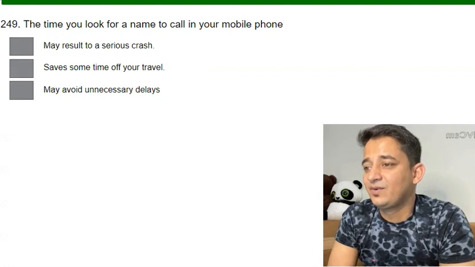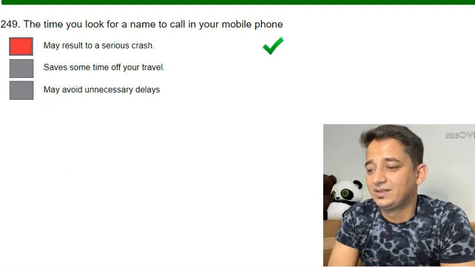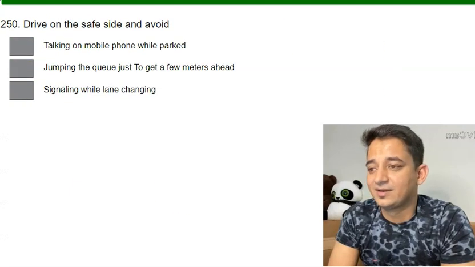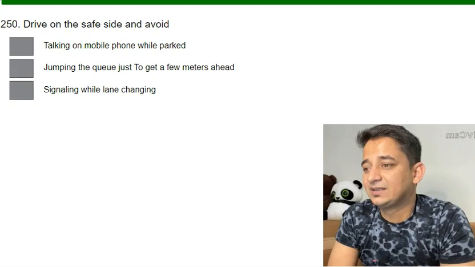The time you look for a name to call in your mobile phone may result in a serious crash. Saves some time of your travel, may avoid unnecessary delay. Option A. This time you can get into an accident. Drive on the safe side and avoid talking on the mobile phone while parked. Jumping the queue just to get a few meters ahead. Signaling while lane changing. So option B.